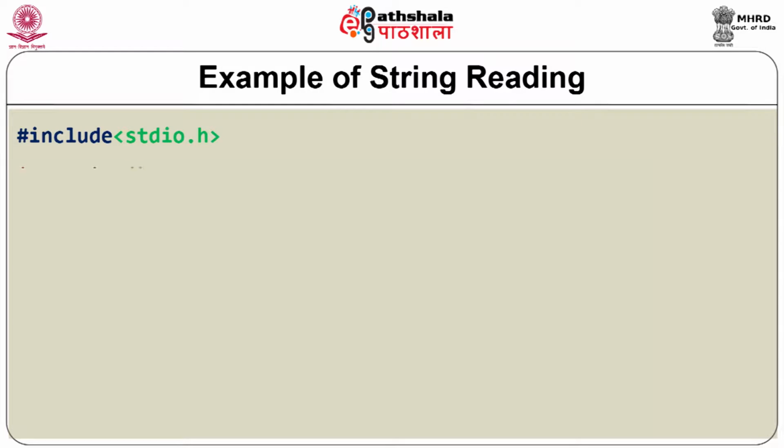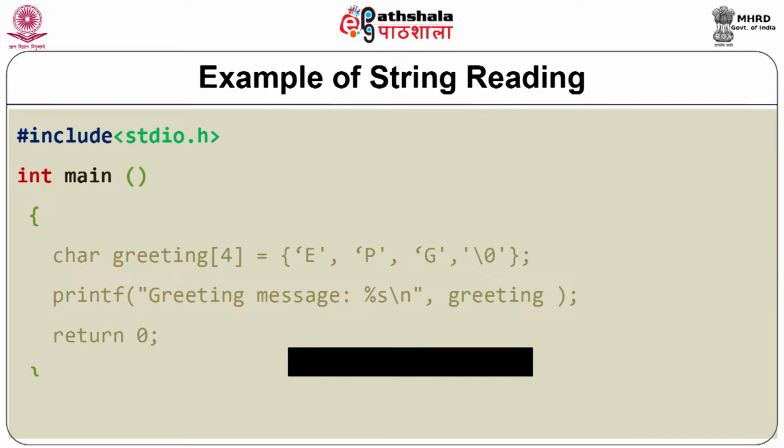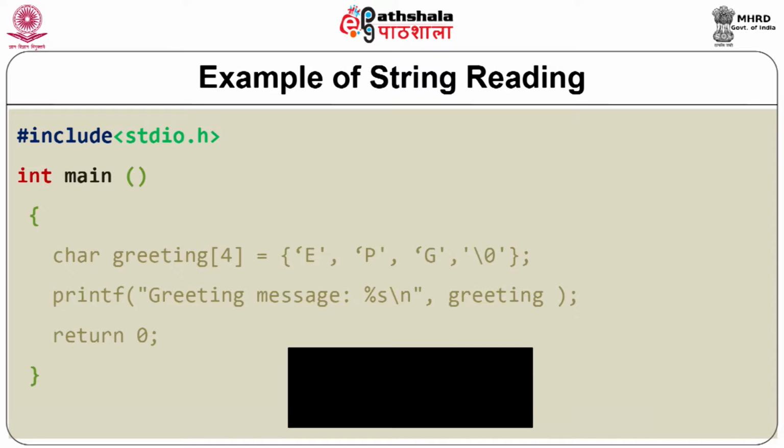Now let us see a simple program for character handling. In this program, a string of characters is displayed on the screen. In this program, you can see the character greeting array size is 4. It means you can write 3 different characters because the 4th character is reserved for null.